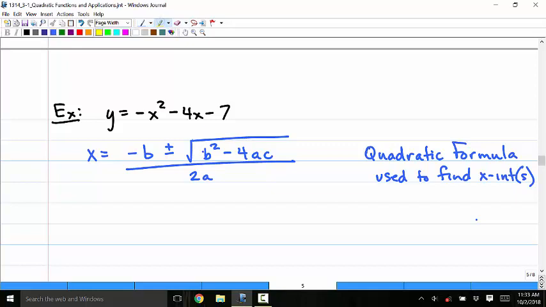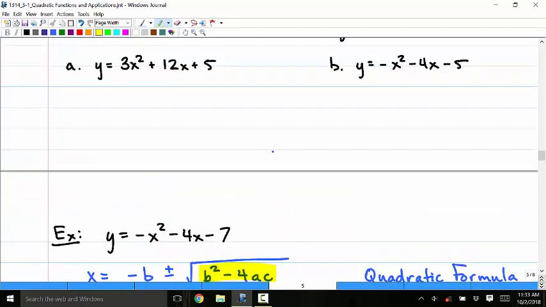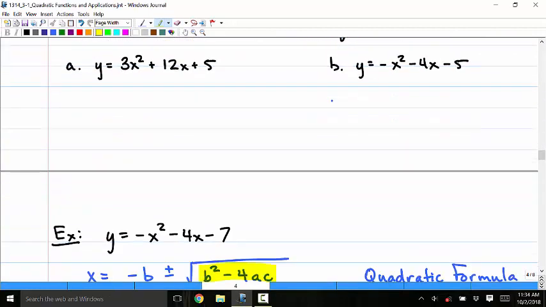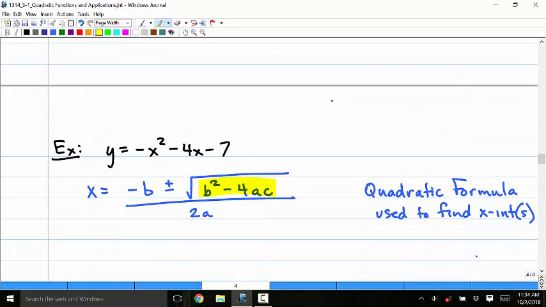Now, this piece underneath the radical, b squared minus 4ac, has a special name. It's called the discriminant. And that little box tells you if the discriminant is equal to 0, the graph has one x-intercept. Because if you were to say plus or minus 0, that's just 0, right? So you would get negative b over 2a.